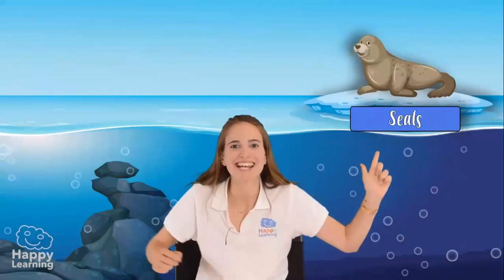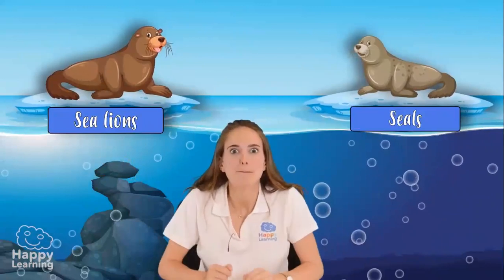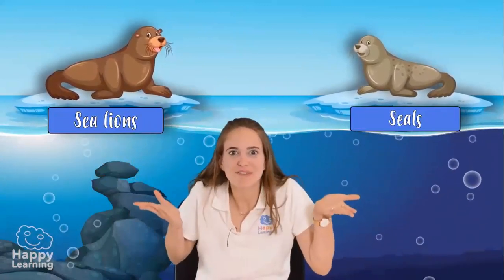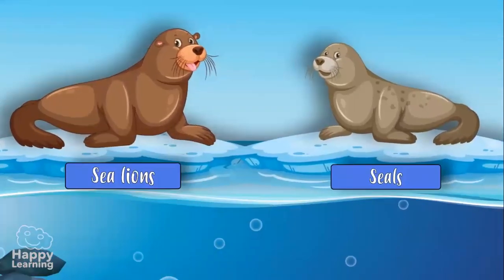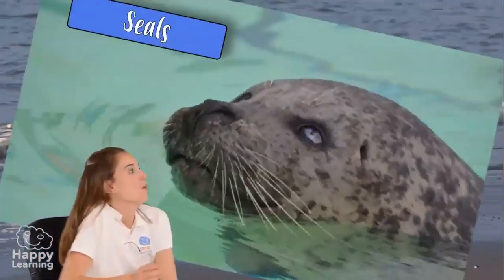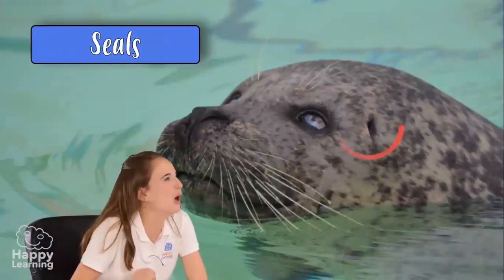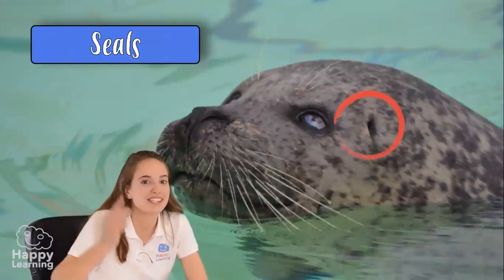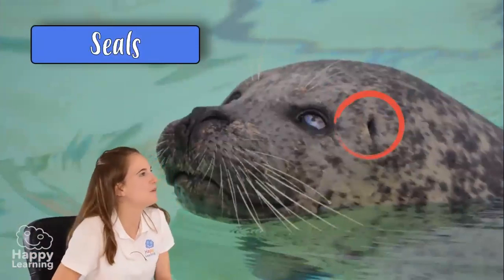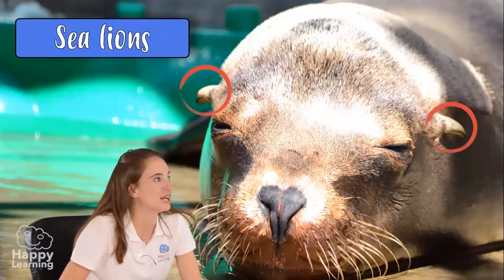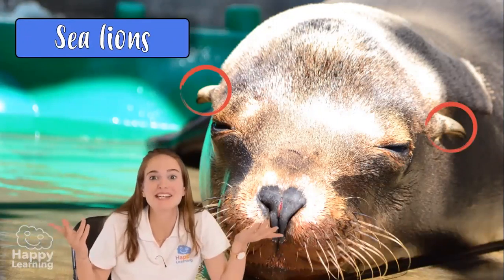Seals and sea lions are very similar, but they don't belong to the same family group. Would you know how to differentiate them? Well, it's easy peasy. If we look closely, we can see that seals don't have ears. They have little holes on each side of their head so they can hear. Meanwhile, sea lions do have ears, so now we can differentiate them.